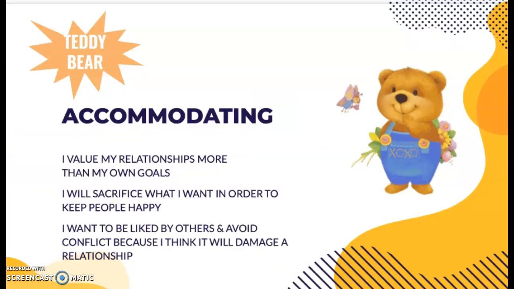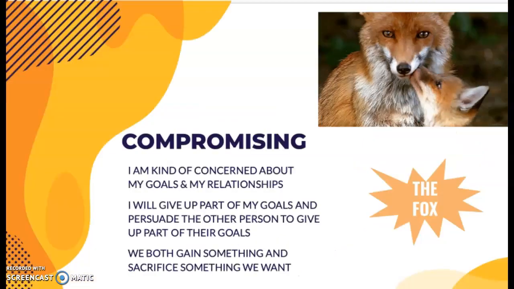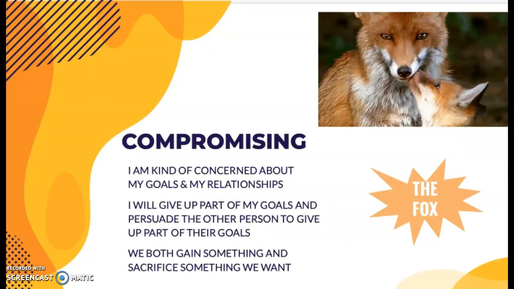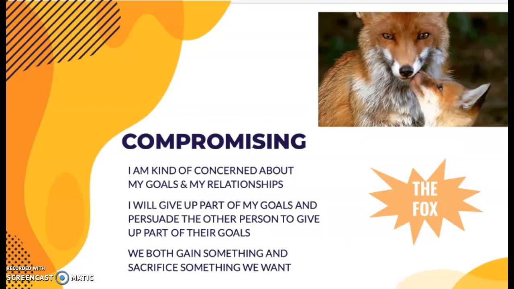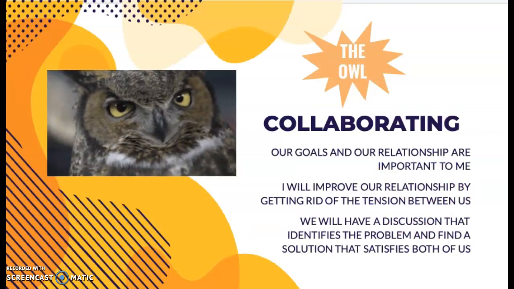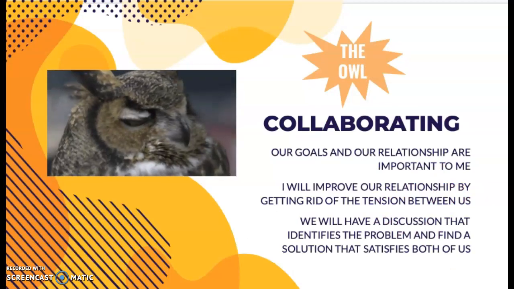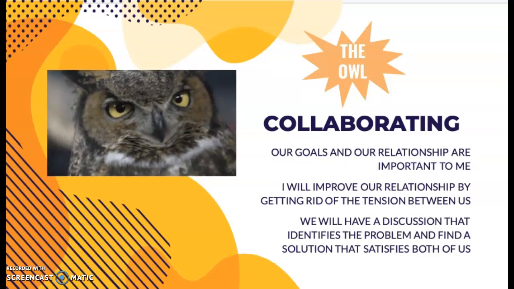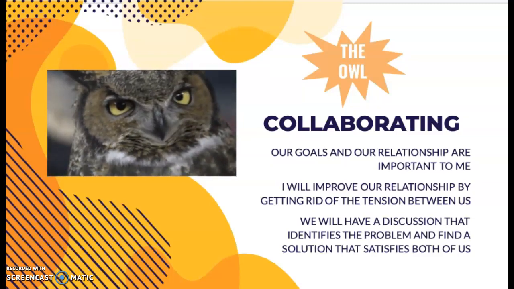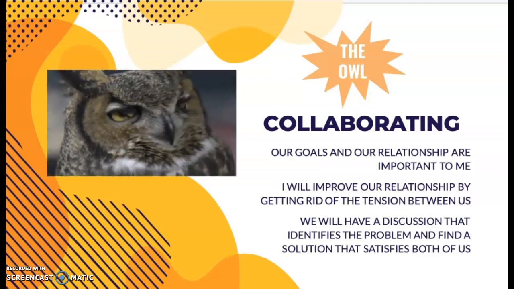Accommodating, which is our teddy bear here. I value my relationships more than my own goals. I'll sacrifice what I want in order to keep other people happy. I want to be liked by others and avoid conflict because I think it will damage our relationship. There's our compromiser here, which is our fox. I'm kind of concerned about my goals and relationships. I'll give up part of my goals and persuade others to give up part of theirs, and we both gain something, but we also both lose something as well. And then there's our collaborator. This is our owl. Both our goals and our relationships are important. I want to improve our relationship by getting rid of the tension. And we'll have a discussion that identifies the problem and find a solution that satisfies both of us. Okay, this is what we're shooting for all the time in our conflicts.